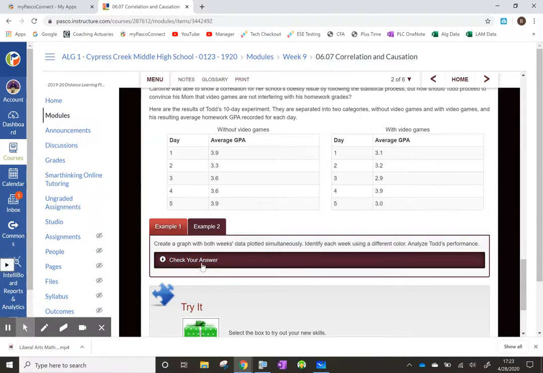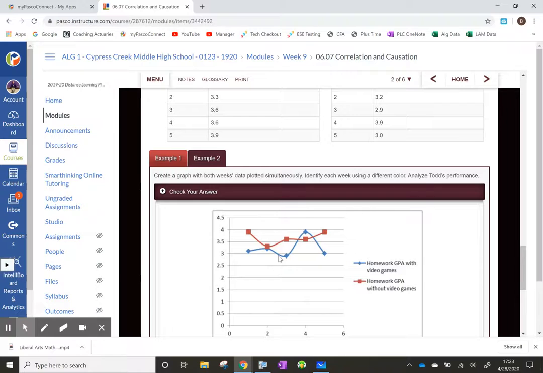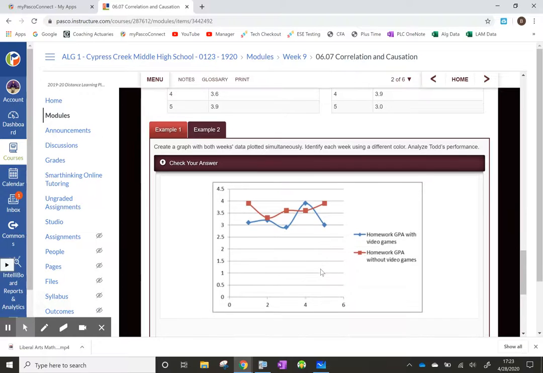So here's a graph of it, right? We've graphed the data points. The red graph is the week without the video games, and the blue graph is the week with the video games. Now, just based on looking at that, there really doesn't seem to be too much of a difference. You might say that he did a little bit better without the video games overall, but ultimately his grades weren't that bad, even with playing video games.